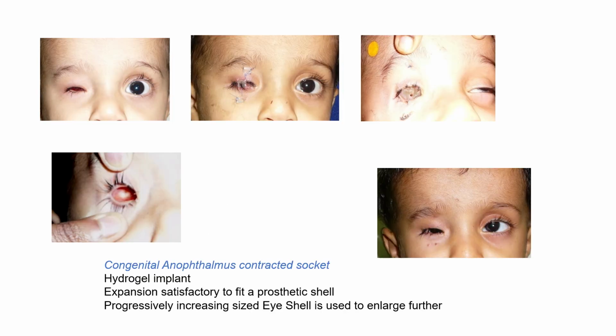You see a congenital anophthalmos in a contracted socket. Hydrogel implant was placed. Expansion was satisfactory to fit a prosthetic shell. So progressively increasing sized eye shell is used to enlarge further.